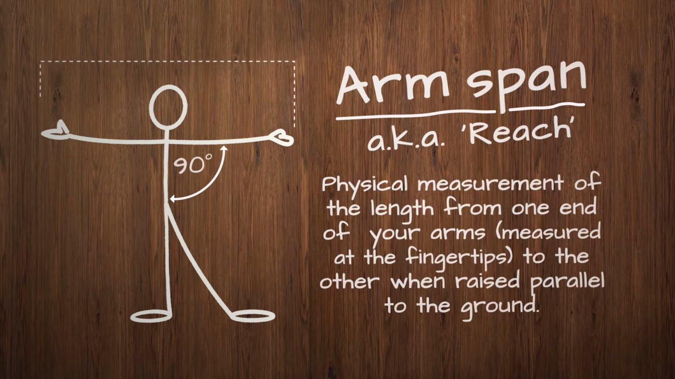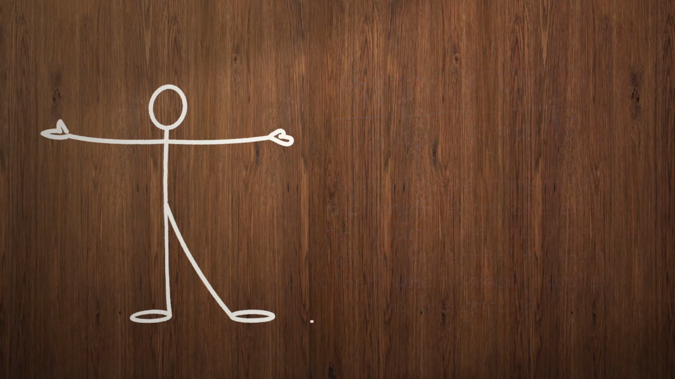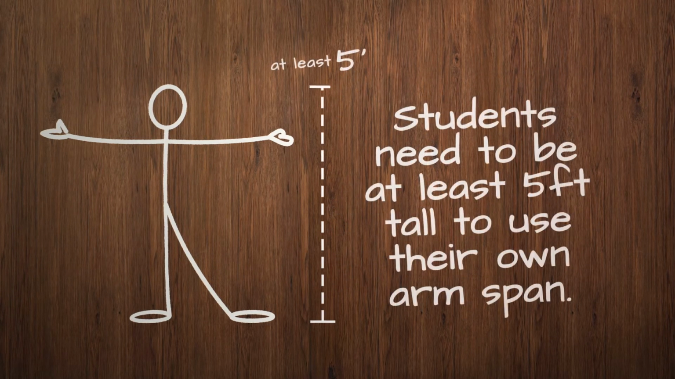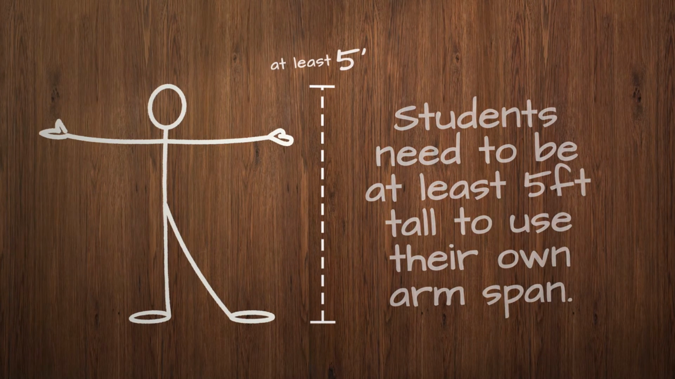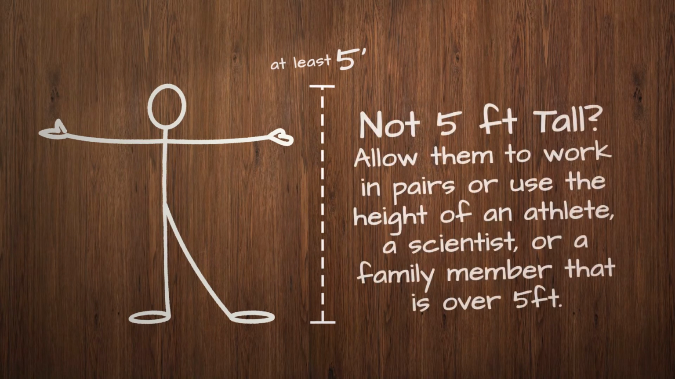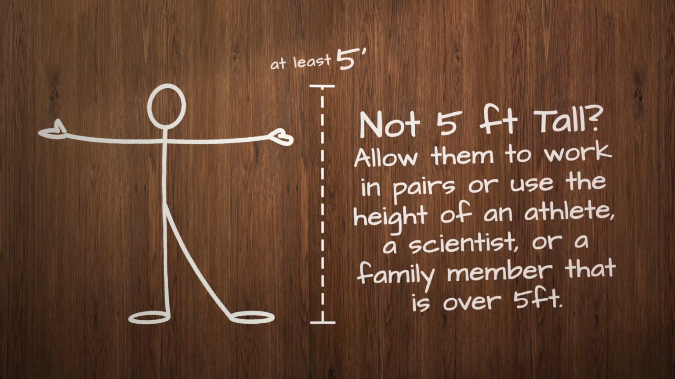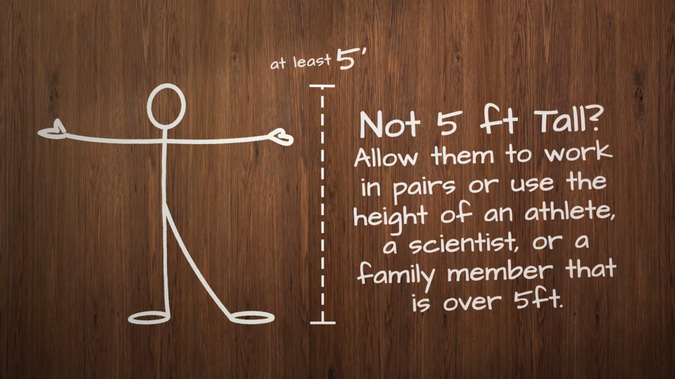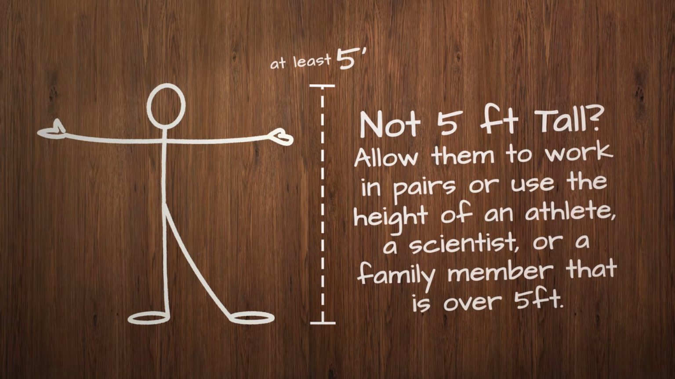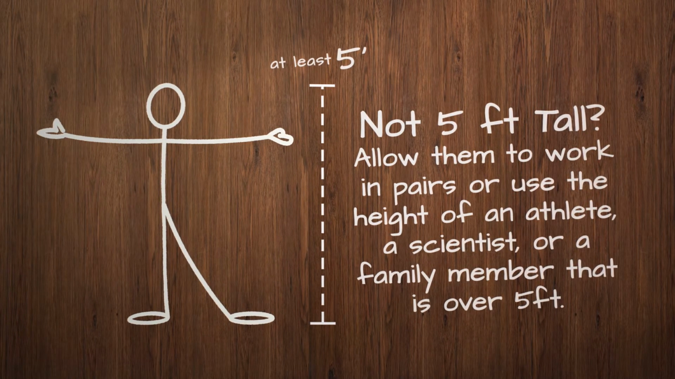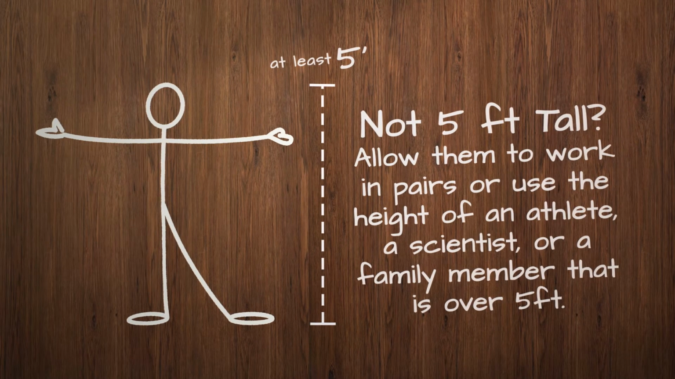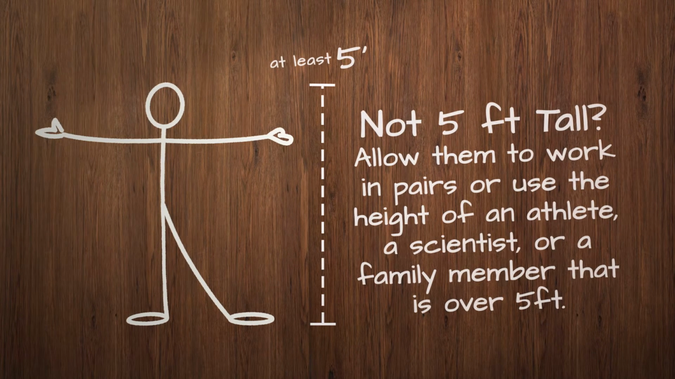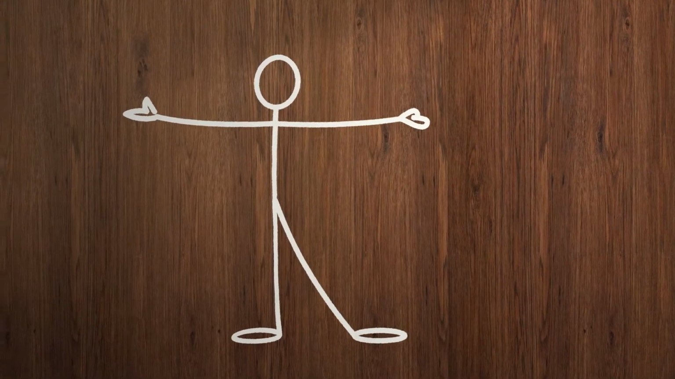For this activity, students need to be at least 5 feet tall to use their own arm span. If they are not 5 feet tall, allow them to work in pairs, such that 2 students would use both arm spans so that they could have a solar system scroll that is longer than 5 feet long. Or you can have them look up the height of an athlete, a scientist, a family member, or some other adult that is over 5 feet tall and measure out their particular height for this activity.